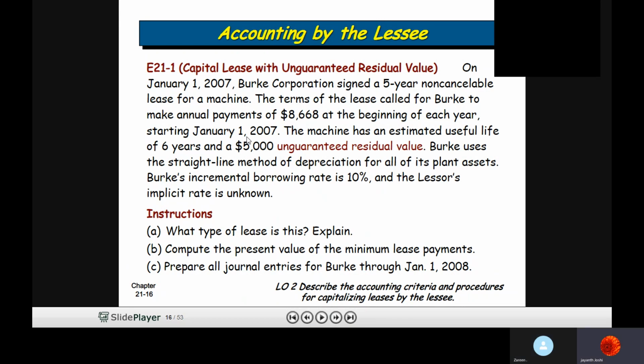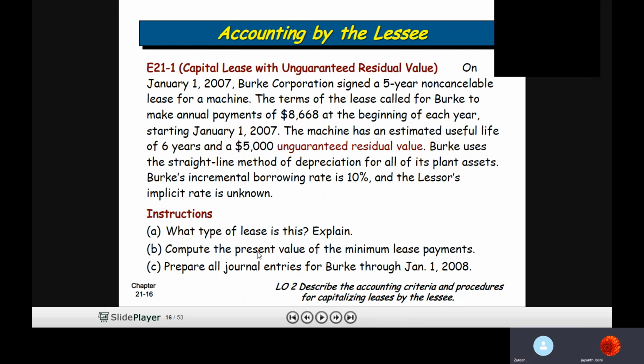So they are paying the lease from January 1st. The machine has a life of 6 years. This is the unguaranteed residual value. We don't know whether we are going to get this or not. Berg uses the SLM method for depreciation for all. That means he will show the asset on the asset side of the balance sheet, so he has to depreciate it now. And the borrowing rate is 10%. The lessor's implicit rate is not known. If it is known, then we would take the implicit rate, correct?